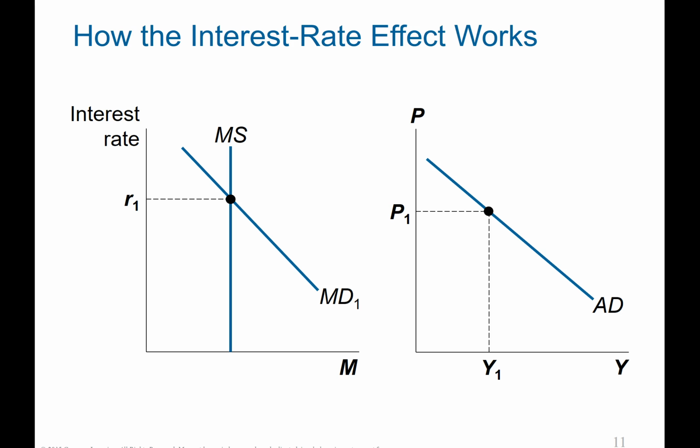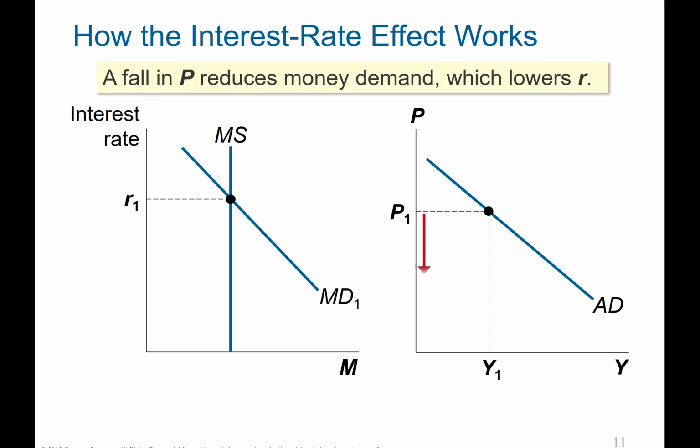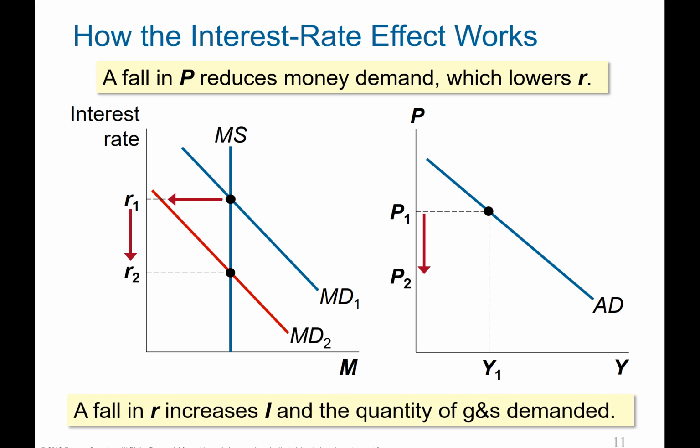Now the interest rate effect works in this way. If we have a change in the price level, let's say it's a decrease in the price level, it's going to reduce money demand, and this is going to reduce the interest rate. So we can see that pretty clearly here, that the price level is going to reduce the interest rate. The question is, how does it affect the aggregate demand curve? Well, if you remember, the aggregate demand curve is C plus I plus G plus XN. That's that 4 components of the aggregate demand curve.